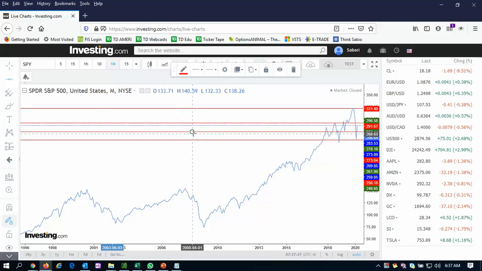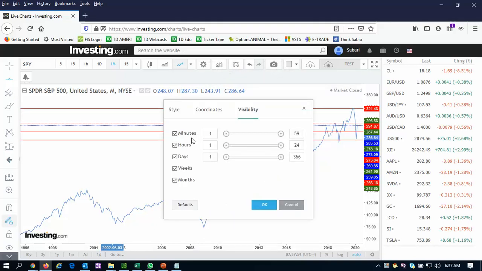After drawing this support and resistance line, I go to the settings in investing.com and enable all these checkboxes, because this will be a monthly line. This is a monthly line. A monthly line will be visible in weekly, daily, hourly and minute charts.